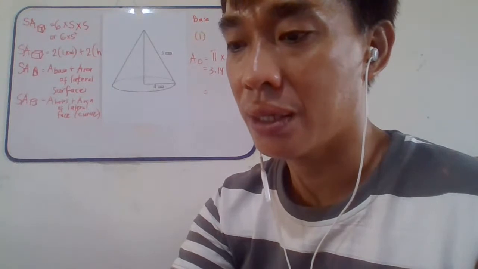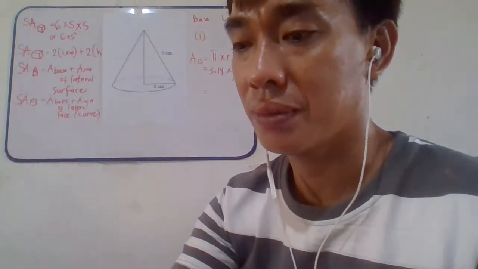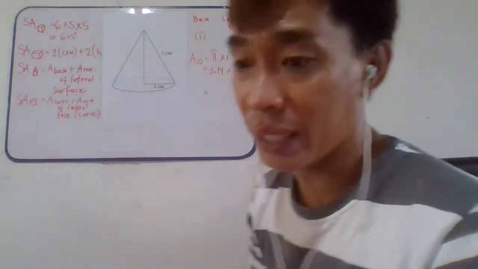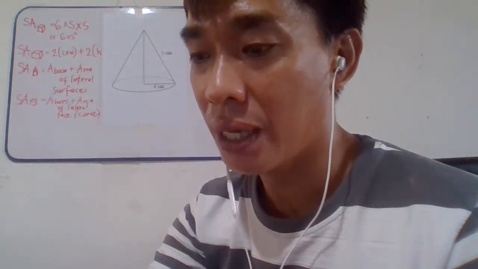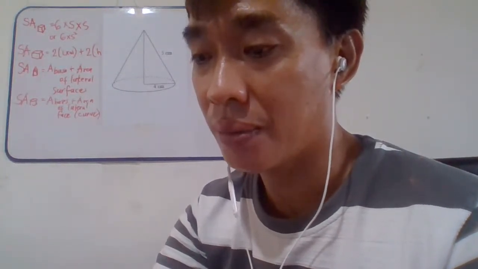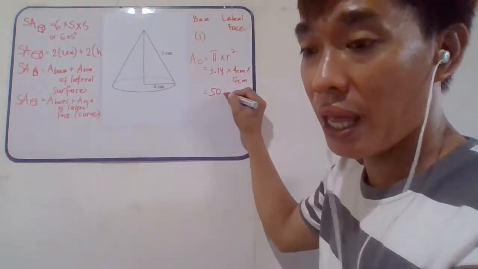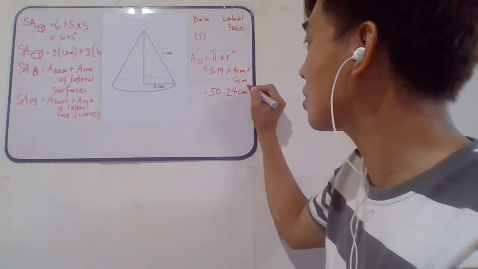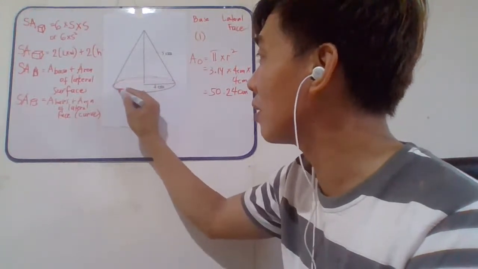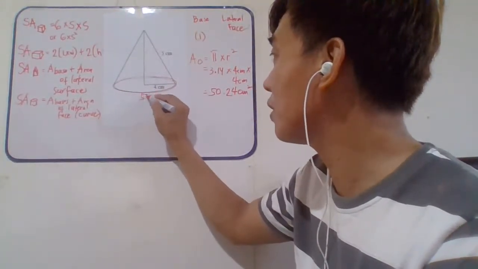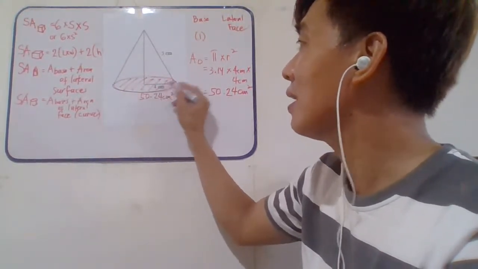So that will give us 3.14 times 16. So the answer is 50.24 centimeters squared. Okay? That's the area of the circular base, which is 50.24 centimeters squared. Okay? Let's proceed.